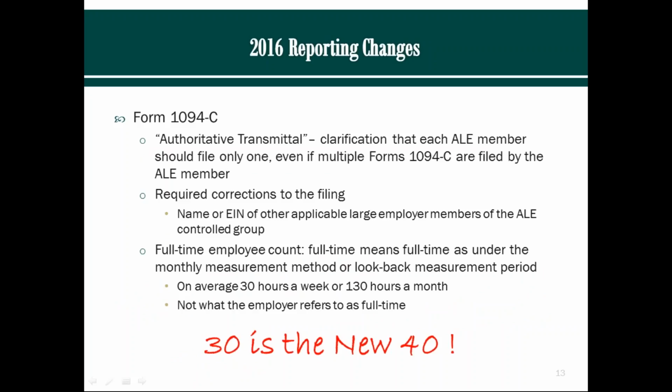On Form 1094-C, not a lot of changes were made, but a couple that we want to go ahead and mention. The authoritative transmittal, again, the instructions provide clarification that each ALE member should file only one, even if multiple 1094-Cs are filed by the ALE member. Again, what that means is that if you have different divisions and you're giving out different 1094-Cs for each division, only one will have on it the authoritative transmittal.